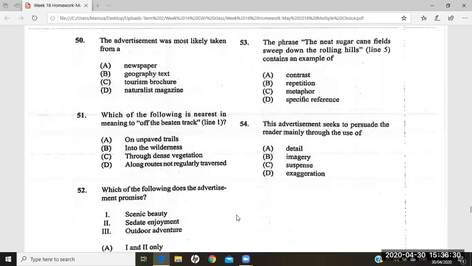Number 51, Cheyenne, which of the following is nearest in meaning to off the beaten track? So what does that line mean, off the beaten track? A? Not A. D? It is actually D, a long route not regularly traversed.